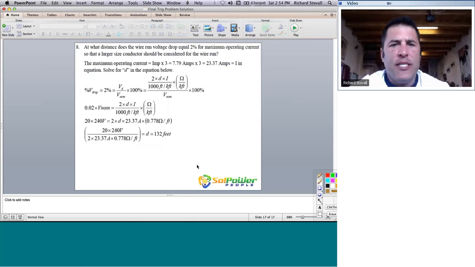First of all, at what distance does the wire run voltage drop equal 2% for the maximum operating current, so that a larger size conductor should be considered for the wire run? Okay. That's an interesting way to phrase the question. You know, how far can I go before I have to jump up to the next size wire? All right. At the maximum operating current, the IMP times 3 is equal to 7.79 times 3, which is 23.37 amps. I'm all good with that.